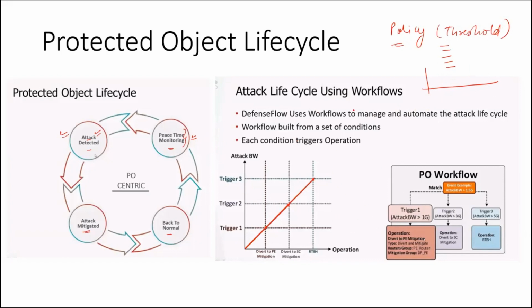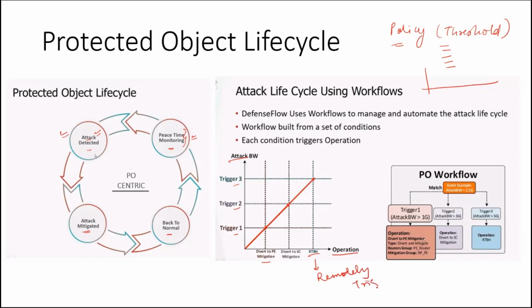To understand this, a very good example is shown here. Suppose this is the operation and this is the attack bandwidth. We have three triggers: trigger one, trigger two, trigger three. If the first trigger occurs, the traffic is diverted to PE mitigation. It's already defined according to the values or thresholds defined in Defense Flow. If the second trigger occurs, the traffic is diverted to SC mitigation. SC is the scrubbing center. And if there is a third trigger, then it goes to the RTBH. So what is RTBH? RTBH is nothing but the remotely triggered black hole.